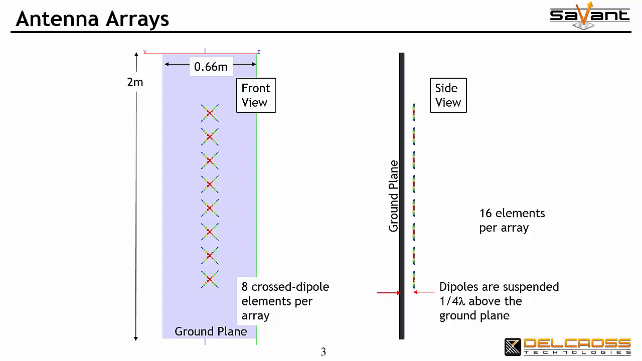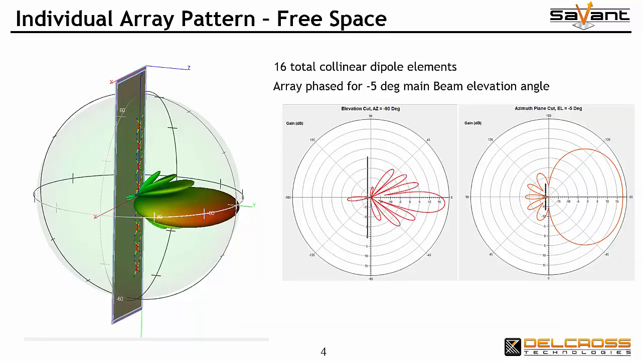To define the array, we've used Savant's dipole element definition, rendered as a current source model, and the integrated array definition feature to quickly build up steerable collinear array models. In Savant's parametric array definition, we set an array beam steering angle to steer the resulting fan beam to an elevation of minus 5 degrees.